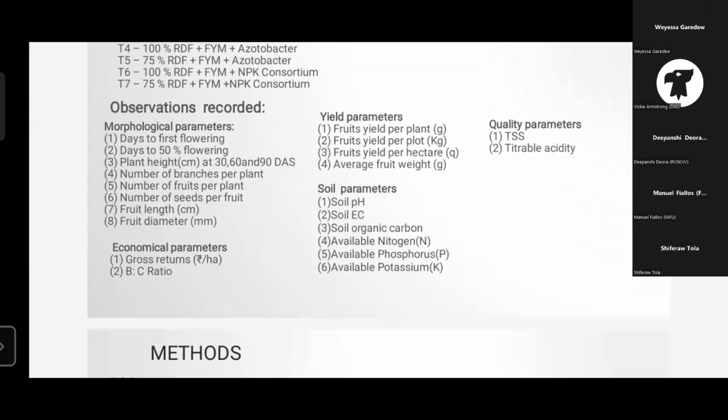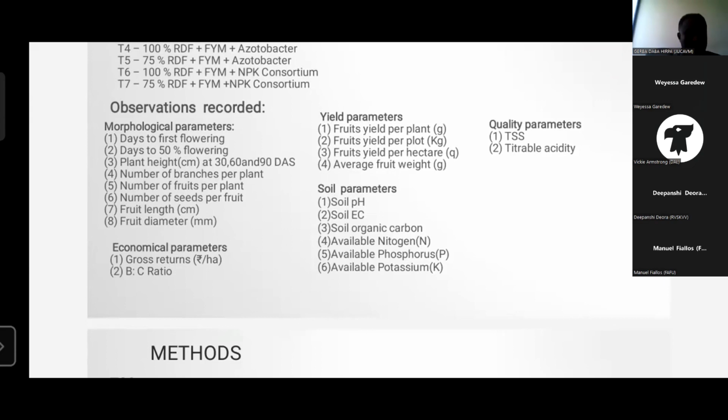There were various observations that were recorded. First, the morphological parameters: days to first flowering, days to 50% flowering, plant height in centimeters at 30, 60, and 90 days after sowing, number of branches per plant, number of fruits per plant, number of seeds per fruit, fruit length in centimeters, and fruit diameter in mm. There were yield parameters, that is fruit yield per plant in grams, fruit yield per plot in kg, fruit yield per hectare in quintal, and average fruit weight in grams.